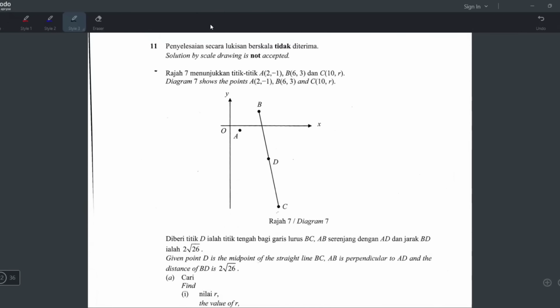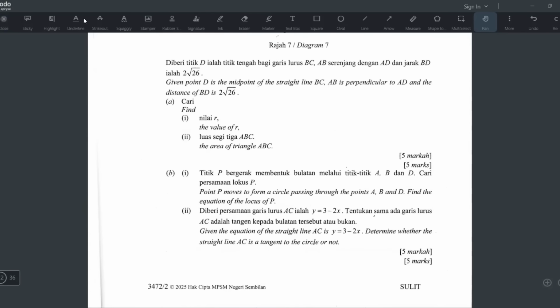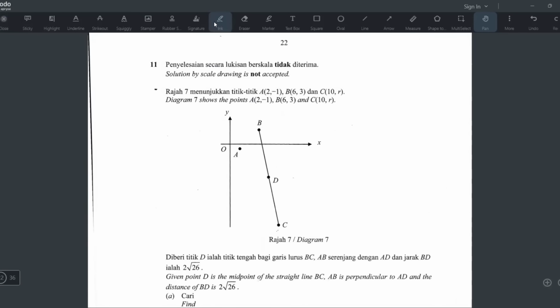Yeah. All the section B, section C soalan semua 10 marks one. So let's check. 5 marks, 5 marks. Yeah, correct. Okay, this one is definitely coordinate geometry. Confirm. Form 4, chapter 7, coordinate geometry.